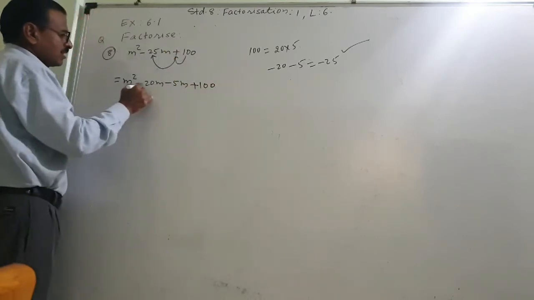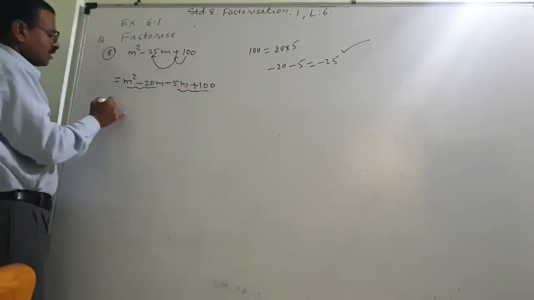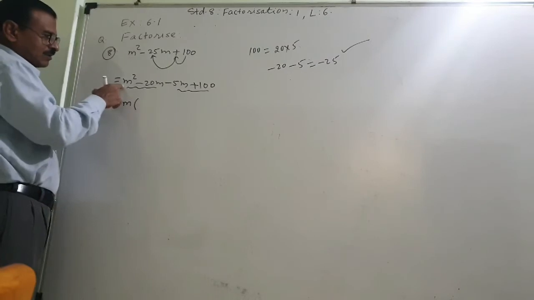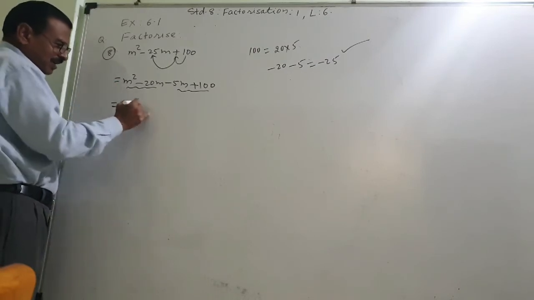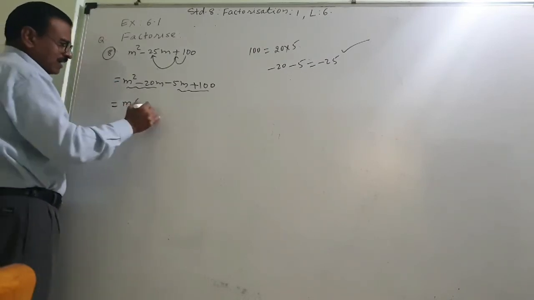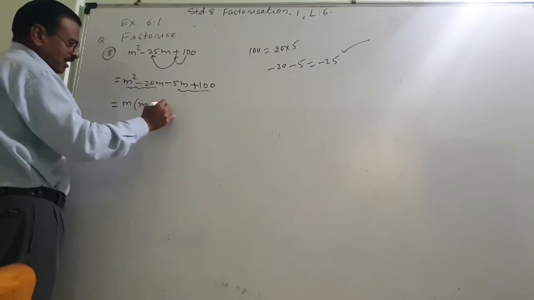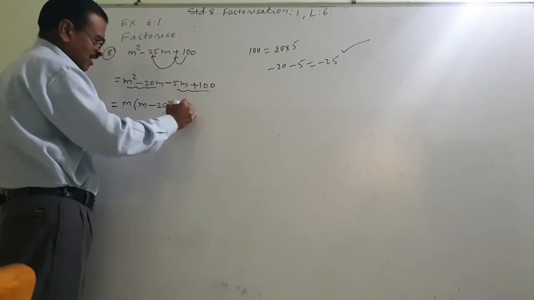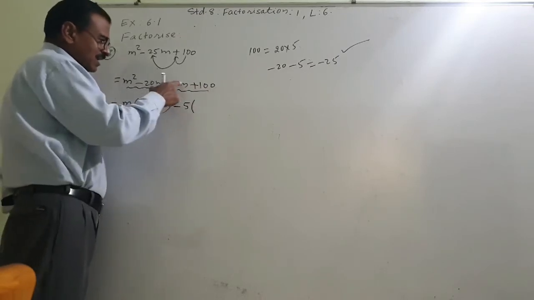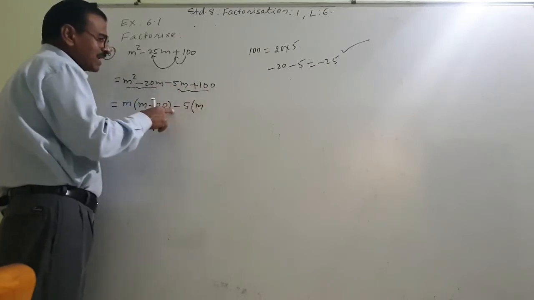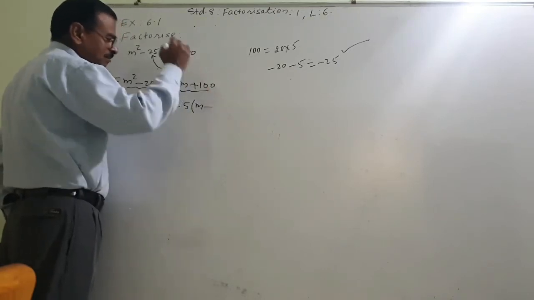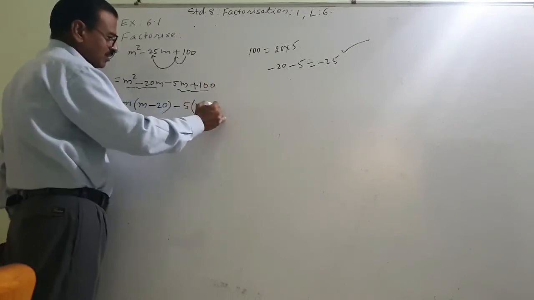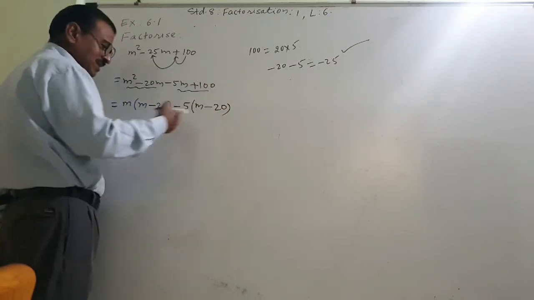Now make the two groups. This is m into m, this is 20 into m. So m is there. So m into m, 1 m is taken out, 1 m will remain. Minus this m is taken out, 20 will remain. Minus this is 20 into 5. So 5 is common. 5 taken, here m remains. Minus sign taken, so this plus will go to be minus. And this 100 is nothing but 20 into 5. So 20 will remain because 5 is taken out.